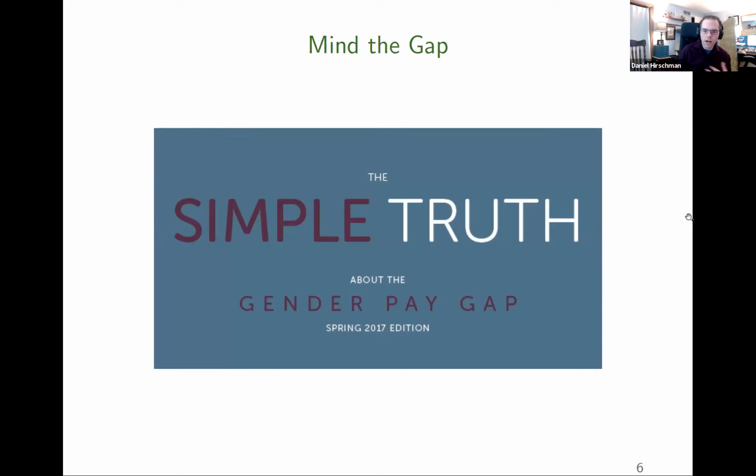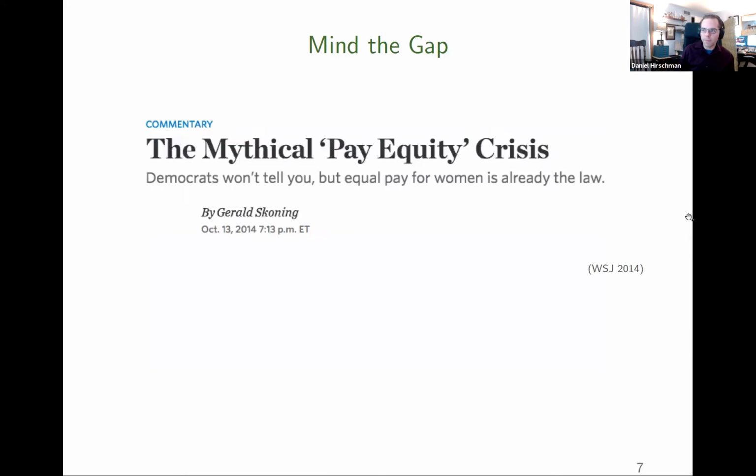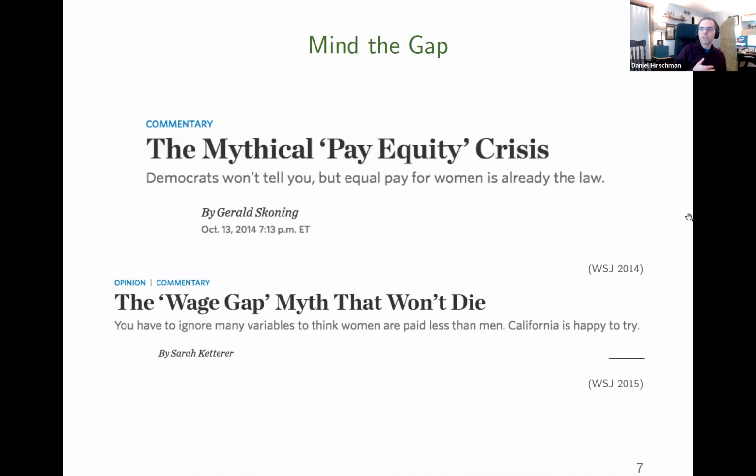and conservative columnists, authors, and organizations like the AEI will put out rebuttal op-eds, calling the pay equity crisis mythical, and saying that the wage gap is just a myth. You have to ignore lots of variables to pretend that women are paid less than men. Part of what's happening here is that even though there's a single number, the gender wage gap, that everyone agrees on, the actual meaning of that and its connection to the law and the moral questions of equality between men and women is tightly contested.